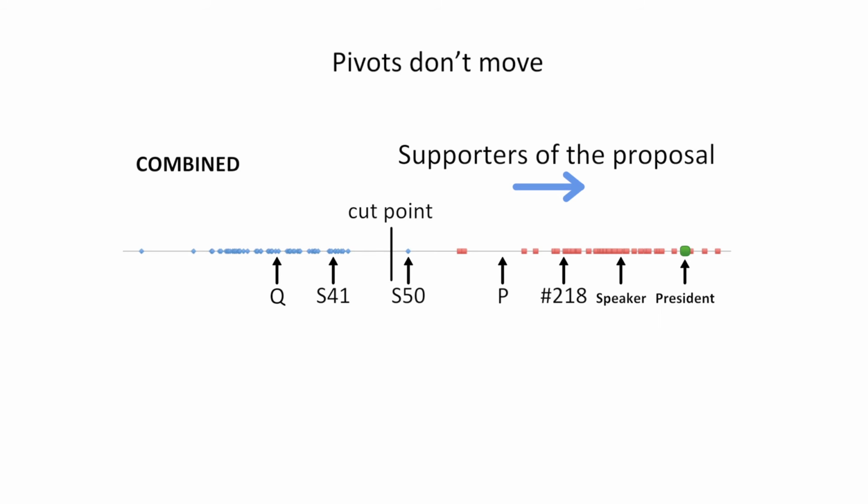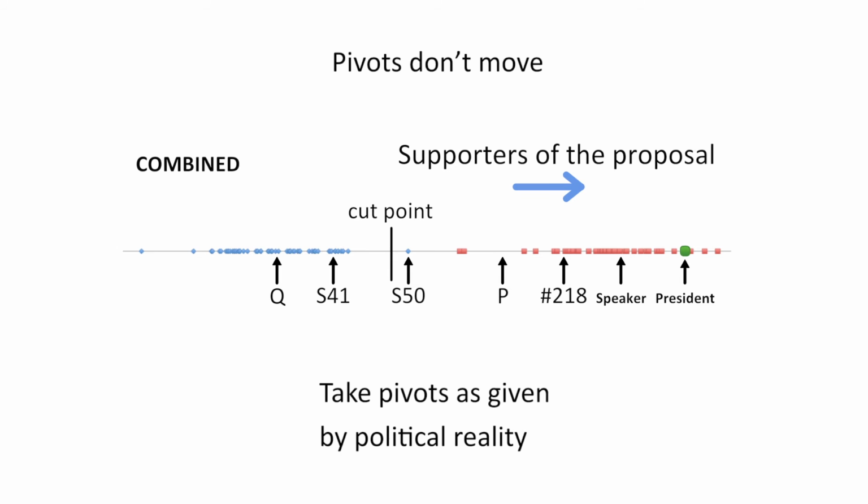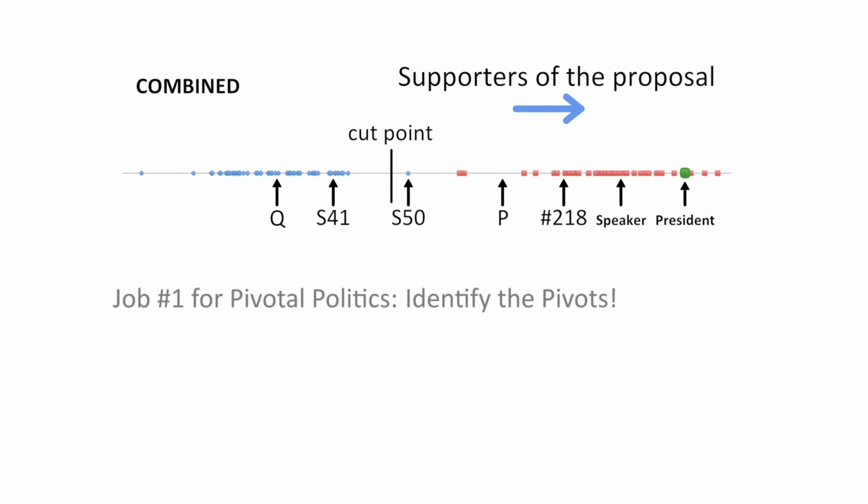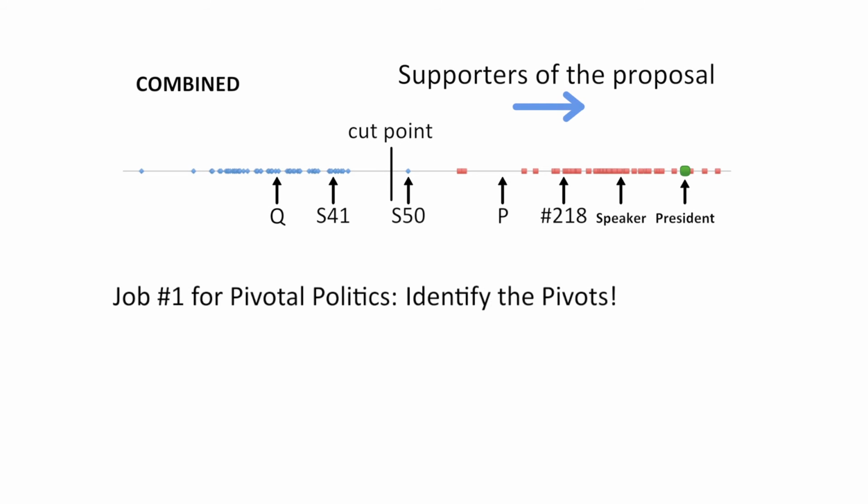If the Republicans control the House, the Speaker is going to be on the right side of the line. If the President's a Democrat, the President's going to be on the left side of the line. You generally have to take these points as a given. That's going to be really important in the next module when we talk about gridlock. But for now, I want you to understand that these are the dots you want to find on the line.